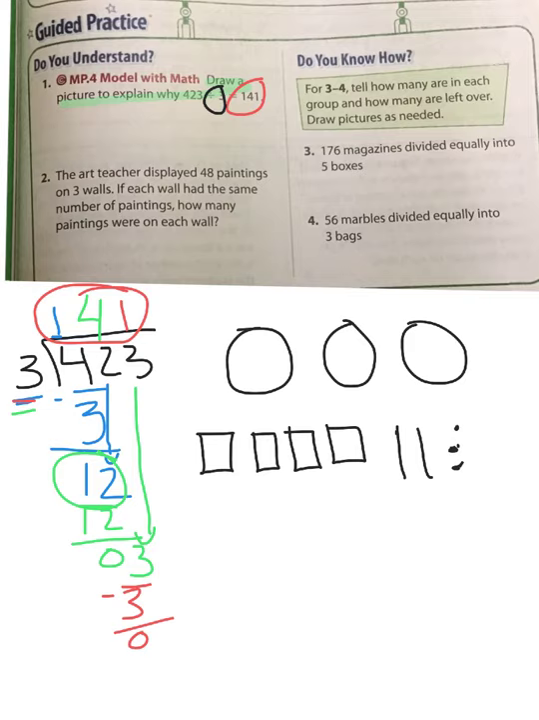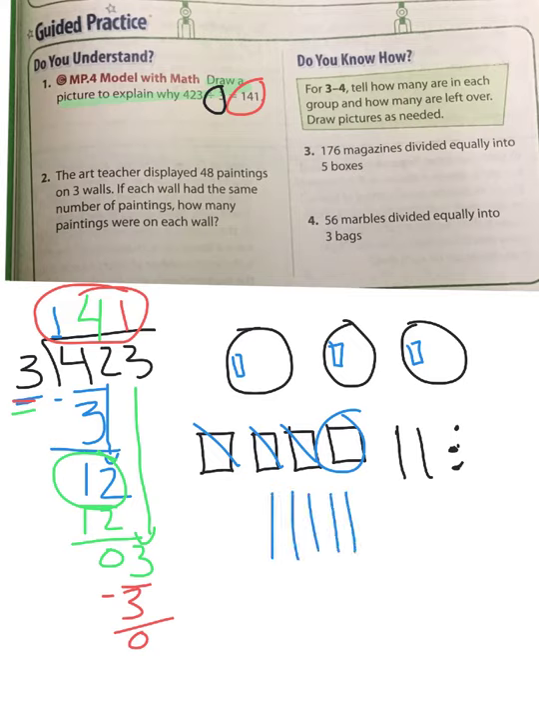So since we have 4 hundreds, we can place 100 in each group. So I'm going to cross those off because we've already used them. Now we have this 100 left. Well, we cannot place that 100 into our 3 groups because there's only one of them. So we're going to have to trade it in for 10 tens. So now this 100 is going to be 10 tens.